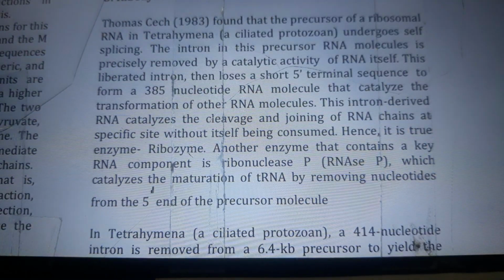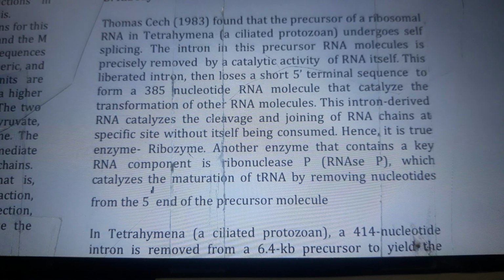Ribozyme. Thomas Cech in 1983 found that the precursor of a ribosomal RNA in Tetrahymena, a ciliated protozoan, undergoes self-splicing. The intron in this precursor RNA molecule is precisely removed by the catalytic activity of the RNA itself. This liberated intron then loses a short 5' terminal sequence to form a 385 nucleotide RNA molecule that catalyzes transformation of other RNA molecules.